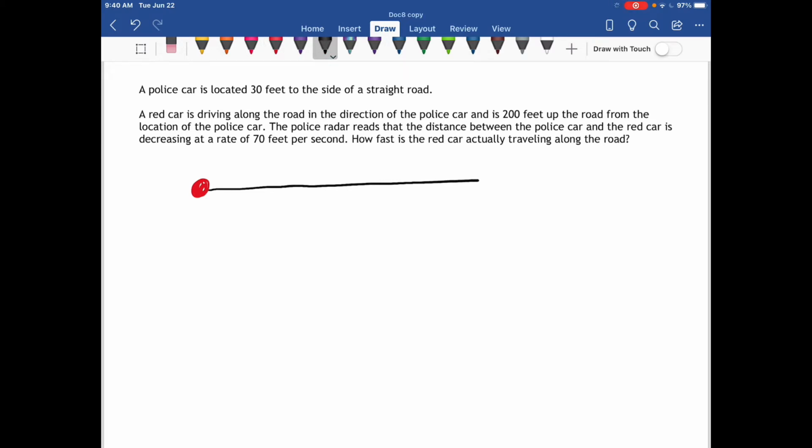Now the problem states that the police car is 30 feet off the side of a straight road. So the police car, I'll label that blue. This is going to be 30 feet off the side of the road. And so we've got a triangle here, and it's going to be a right triangle. Now, if we label the sides, let's call these X, Y, and Z.